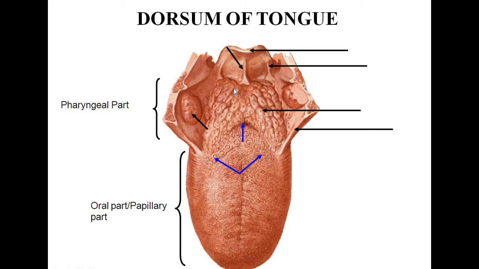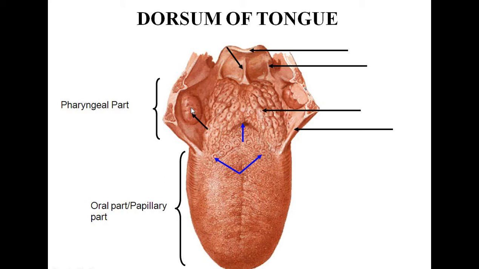About the posterior one-third or pharyngeal part, there are numerous lymphatic follicles, and this forms the lingual tonsil, which is one of the components of Waldeyer's ring. Waldeyer's ring is the lymphatic ring which anteriorly has the lingual tonsil, anterolaterally the palatine tonsil, posterolaterally the tubal tonsil, and posteriorly the pharyngeal tonsil. So this is about the posterior one-third part of the tongue, which forms the lingual tonsil.